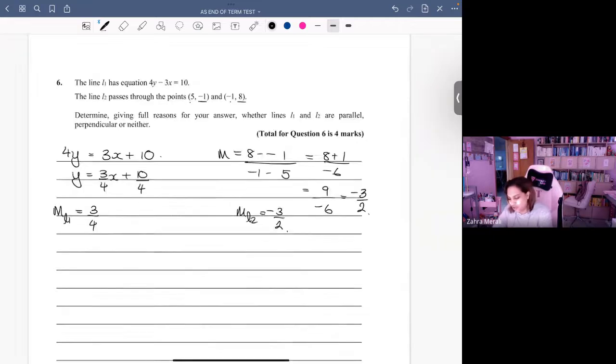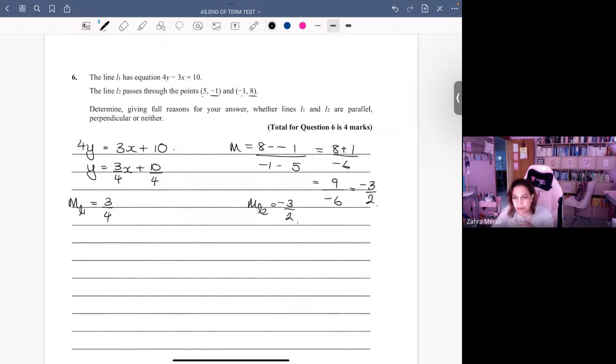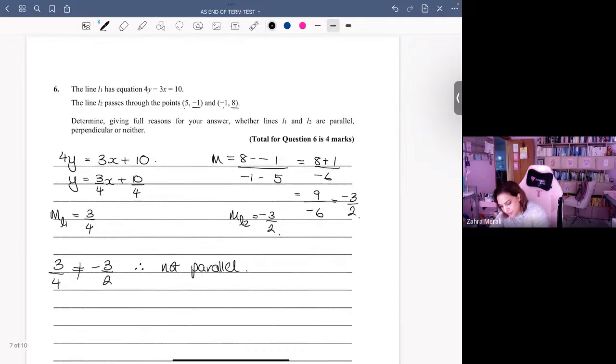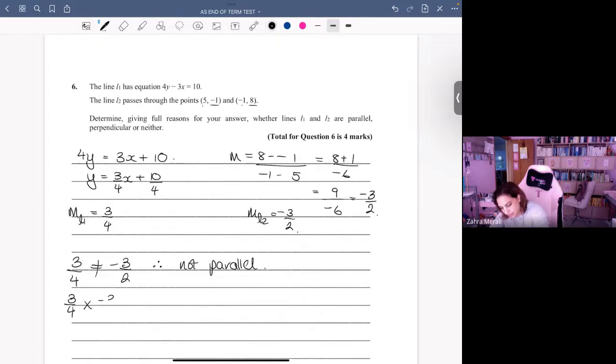So it's saying, and you can't just write neither. You've got to say why it's not parallel, why it's not perpendicular, therefore neither. But we don't like too many words. We're going to simplify that. We're going to write 3/4, and we're going to write an equals sign with a line through it, representing is not, minus 3 over 2. Three dots, therefore not parallel. And then we're going to do 3/4 multiplied by minus 3 over 2 is not minus 1, therefore not perpendicular. So neither. Okay.